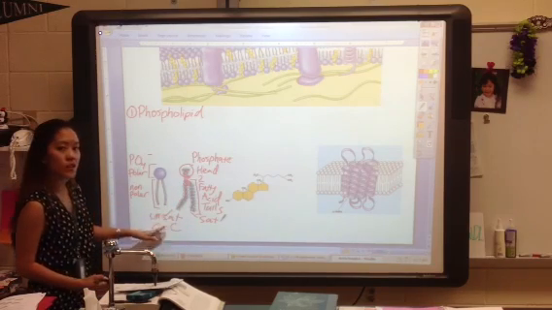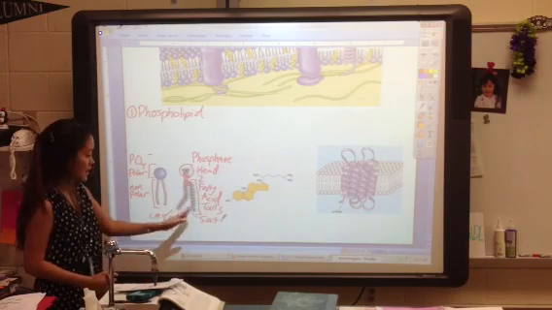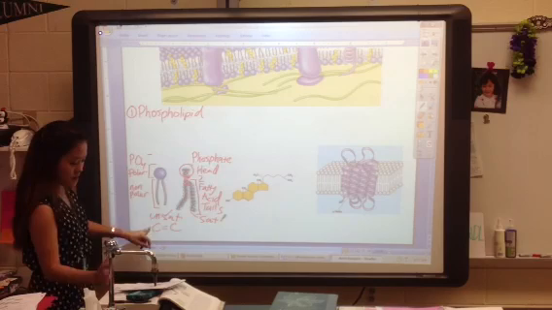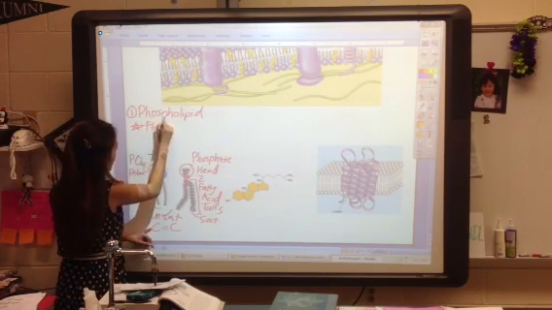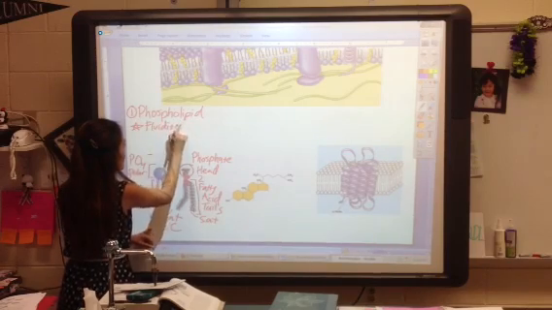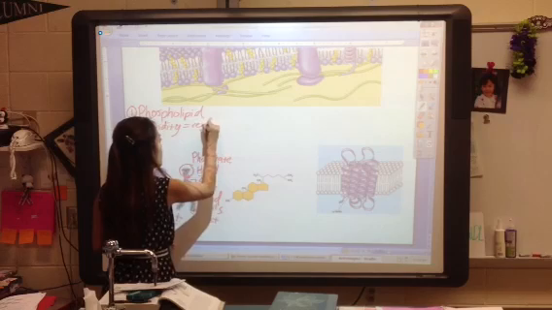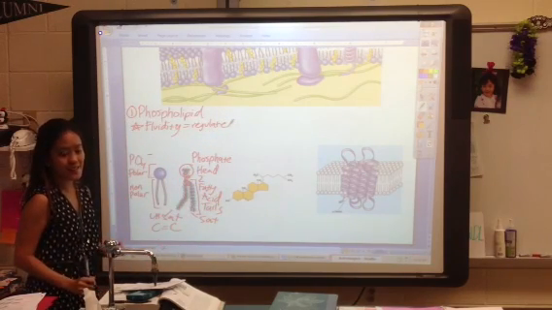So the unsaturated, the kinks create the fluidity, the saturated keeps it more rigid. Keeping that in mind, the fluidity of the cell membrane can be regulated through those fatty acid tails.